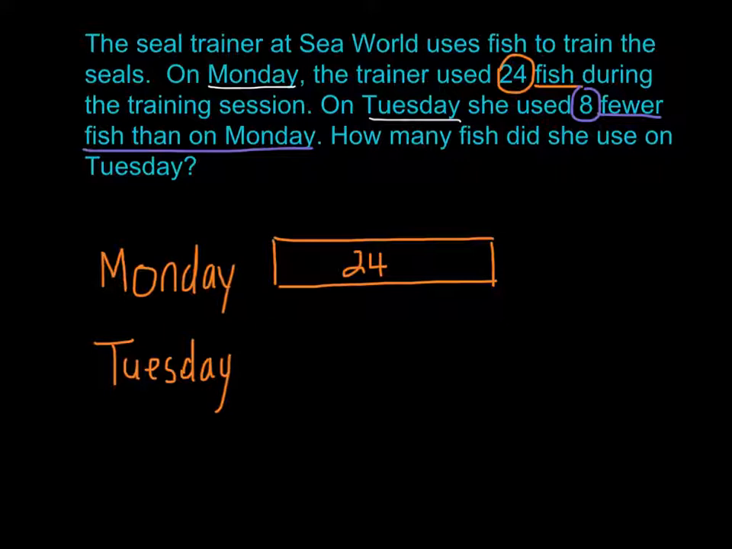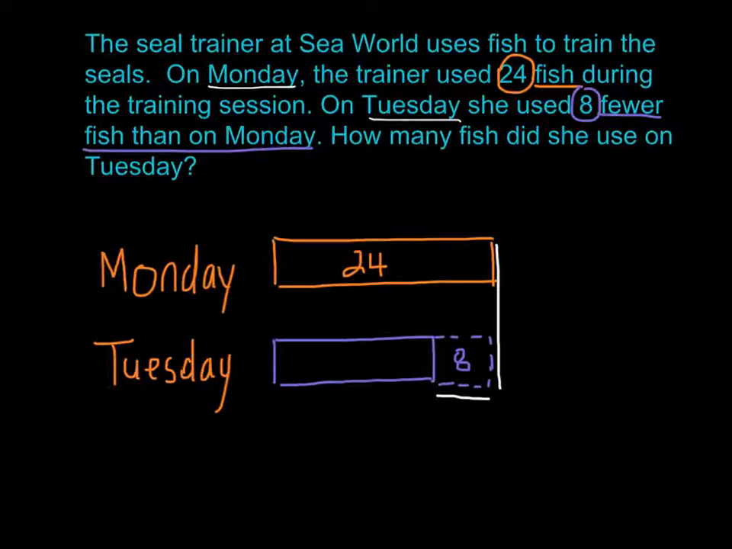There are several different ways that you might see this represented, so I'm just going to show you one way. Okay, so my bar for Tuesday is going to be shorter than my bar for Monday because I know that she used fewer fish. So I'm going to have an empty space here that I'm going to mark with a dashed line, and in that I'm going to write the number 8 because I know it's 8 fewer than 24. So if my bars were even over here, that would mean that each of them had 24. What this is showing is that 8 of those are missing. It's 8 less than 24.